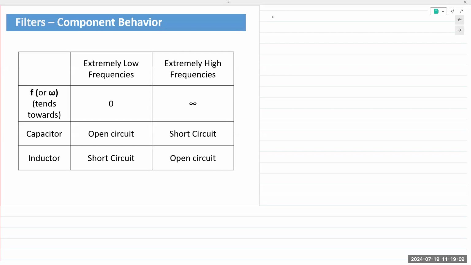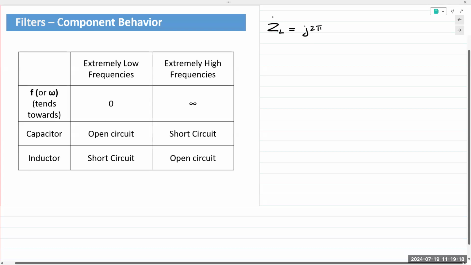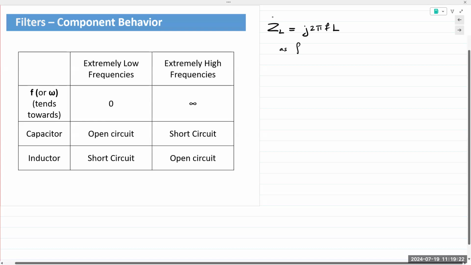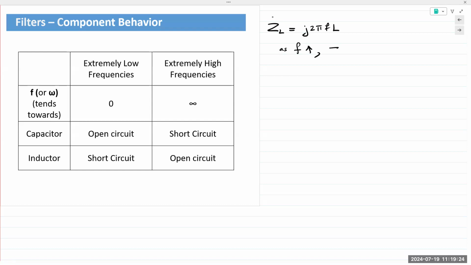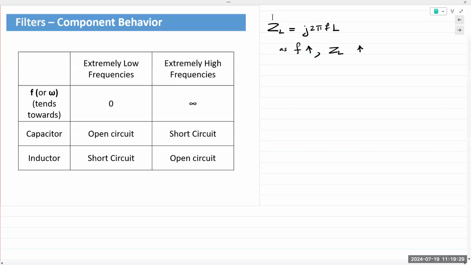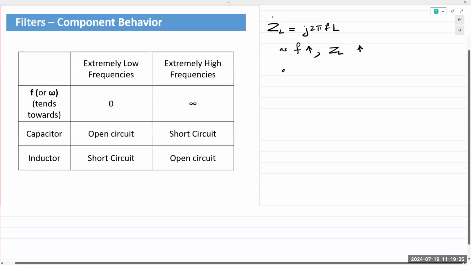So, an inductor's impedance ZL is j 2 pi FL. So as the frequency increases, the impedance of the inductor also increases. Okay, as frequency increases, ZL also increases. As frequency decreases, ZL decreases.